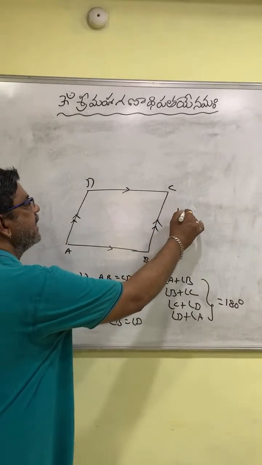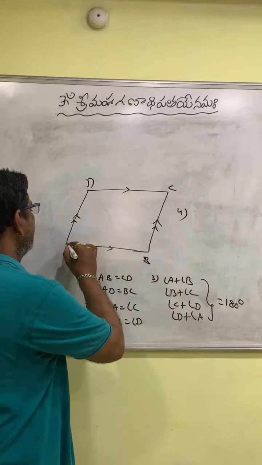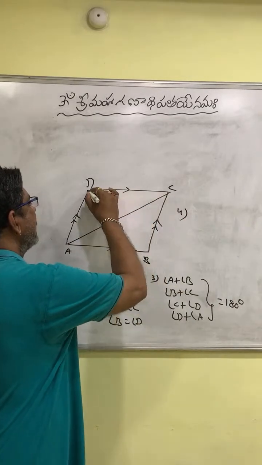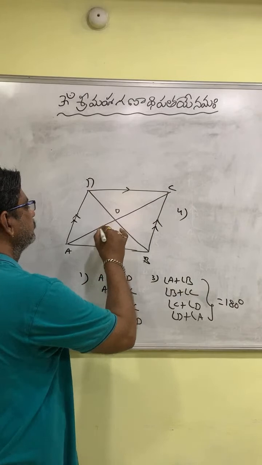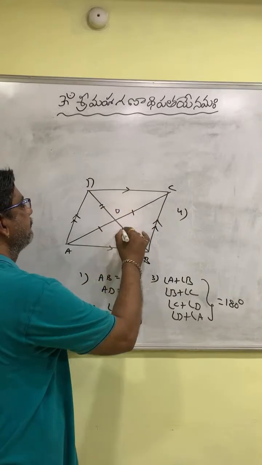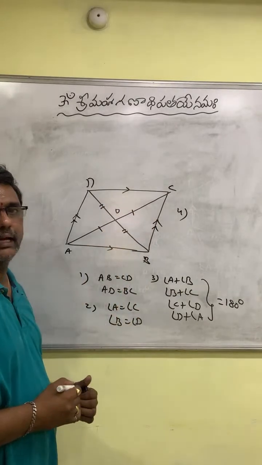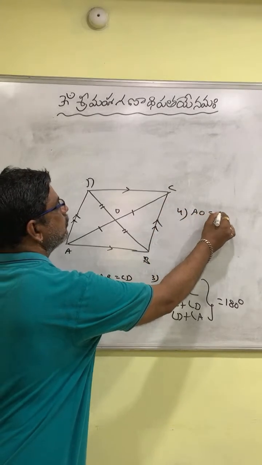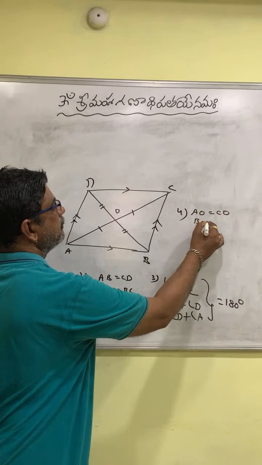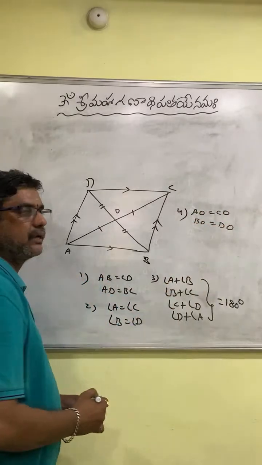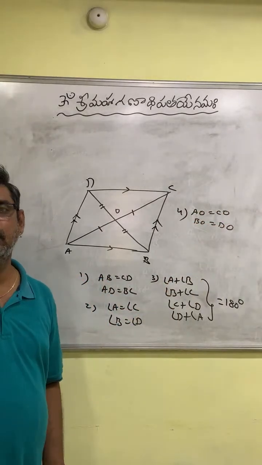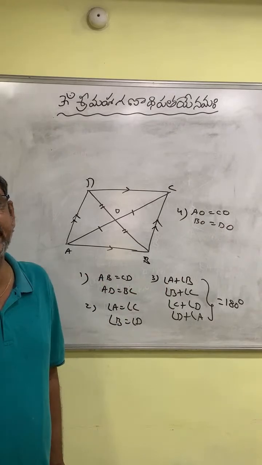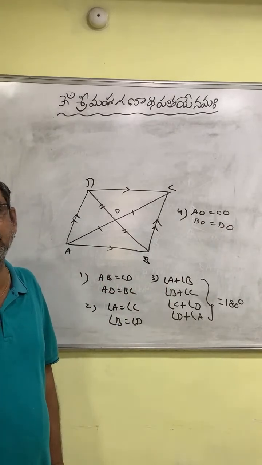Fourth property, diagonals bisect each other. That means AO and CO are equal, BO and DO are equal. Diagonals bisect each other. This is fourth property.